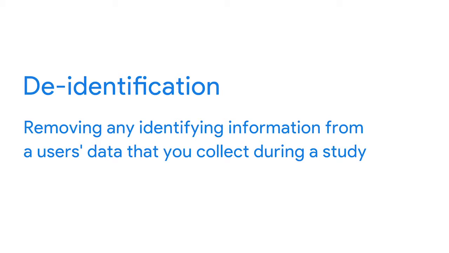Okay, now that we've touched on a few special privacy concerns, let's check out a couple of tools you can use to maintain privacy. The first of these is de-identification. De-identification is removing any identifying information from a user's data that you collect during a study. For example, when sharing insights with the team, rather than attributing a quote to a participant by name, you might say participant 1 and change all pronouns to they. This can help reduce the amount of identifiable information about the participant that's shared with other people. Another option is to allow participants to choose their own fictitious name. This helps keep the human element instead of numbering participants like participant 1.